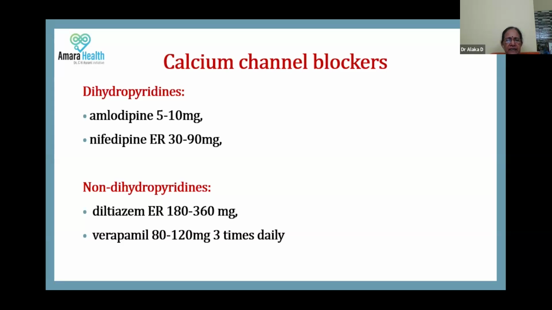Then non-dihydropyridines are diltiazem and verapamil. Okay, so you can use these drugs. You can start amlodipine at 2.5 milligrams also and go on building the dose.